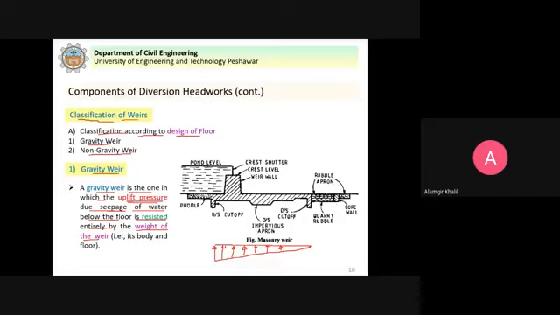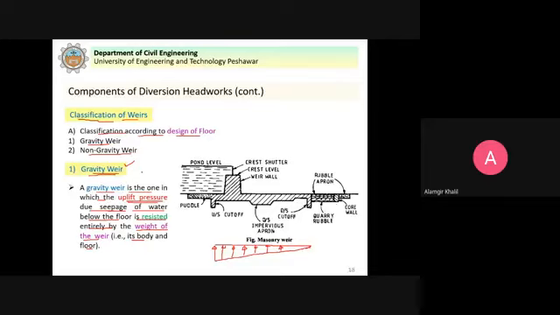Now, when this uplift pressure due to seepage of water below the floor is resisted by the weight of the weir, that is its body and floor, that is known as a gravity weir. Same will be the case for dams. Later on we will study about the dam, so we will say gravity dam. So this is what we mean by that: a gravity weir is the one in which the uplift pressure due to seepage of water below the floor is resisted entirely by the weight of the weir. So that is known as gravity weir.